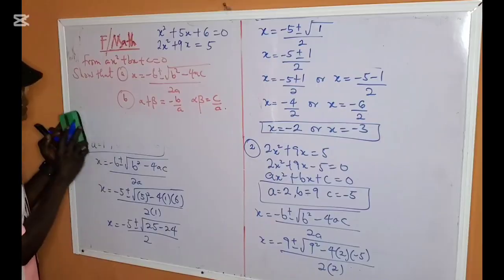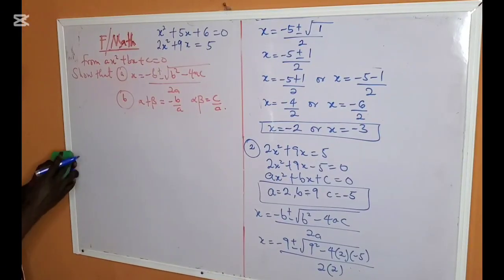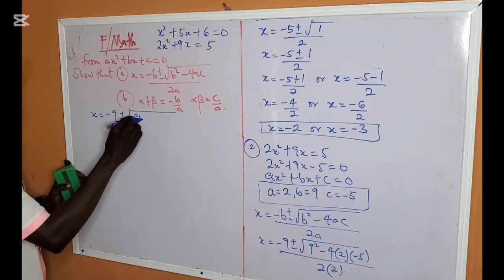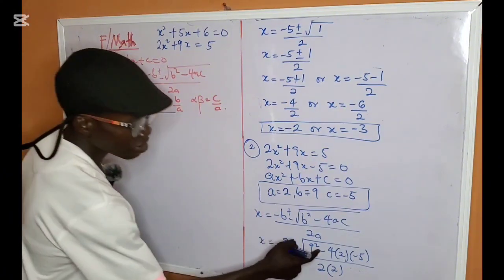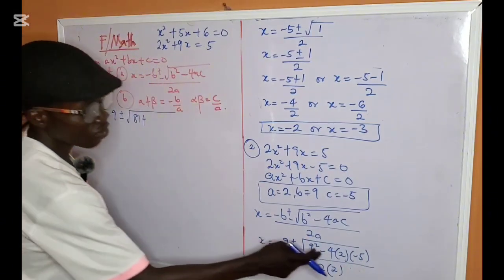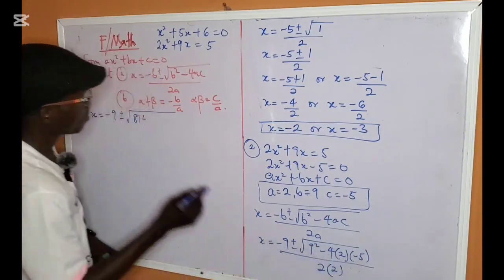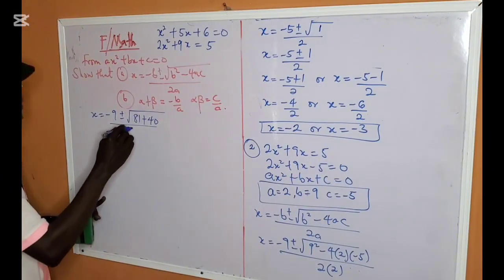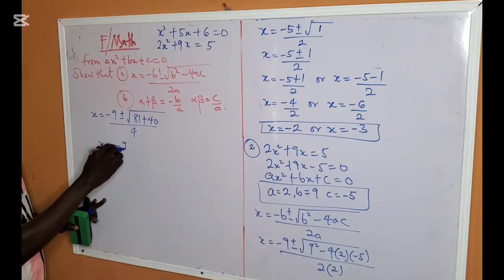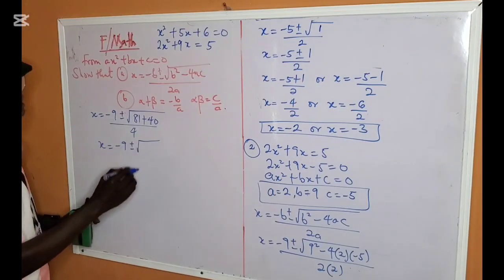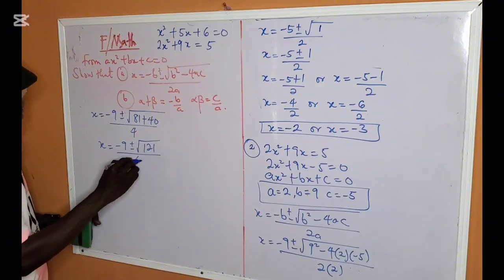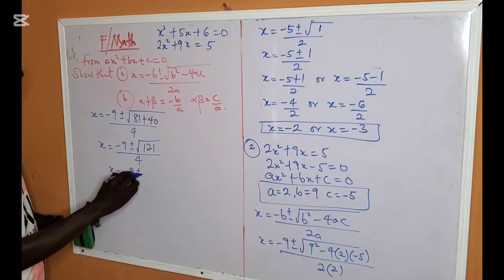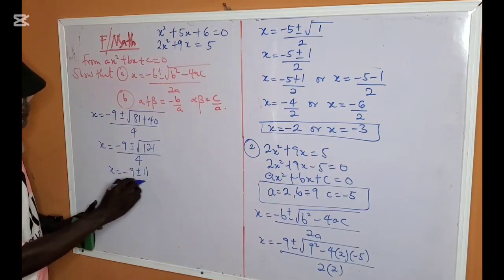So to continue here, we are going to have x equals minus 9 plus or minus square root of 81 minus, okay, minus times minus, that will give us plus, isn't it? So 4 times 2, 8, 8 times 5, that's 40, divided by 2 times 2, that's 4. So x equals minus 9 plus or minus square root of 121 over 4. So x equals minus 9 plus or minus square root of 121 is 11 divided by 4.